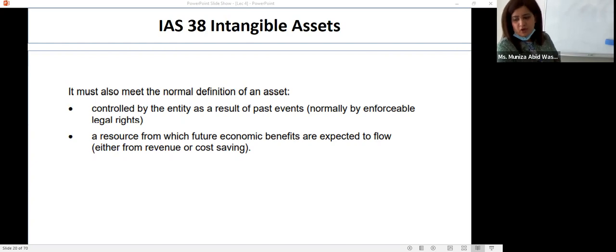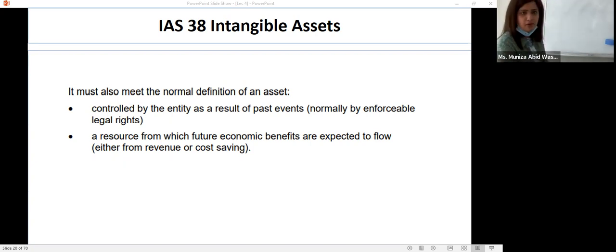So it must also meet the normal definition of an asset, which means that it must be controlled by the entity as a result of the past event. Past event can be any event which is legally binding the company, any kind of agreement. And then a resource from which the future economic benefits are expected to flow, either from revenue or cost saving.